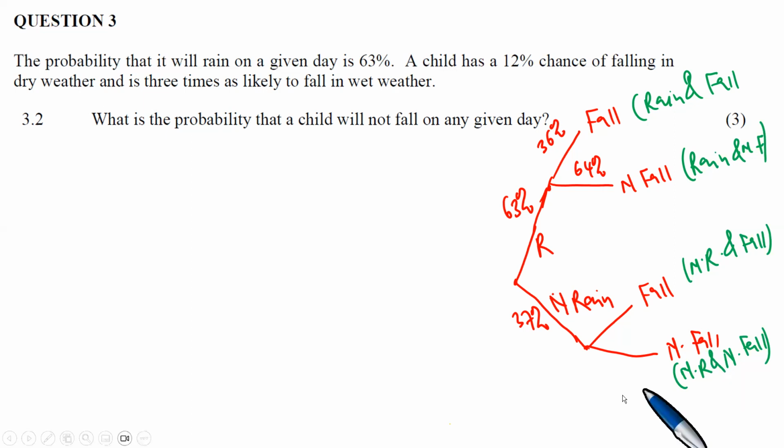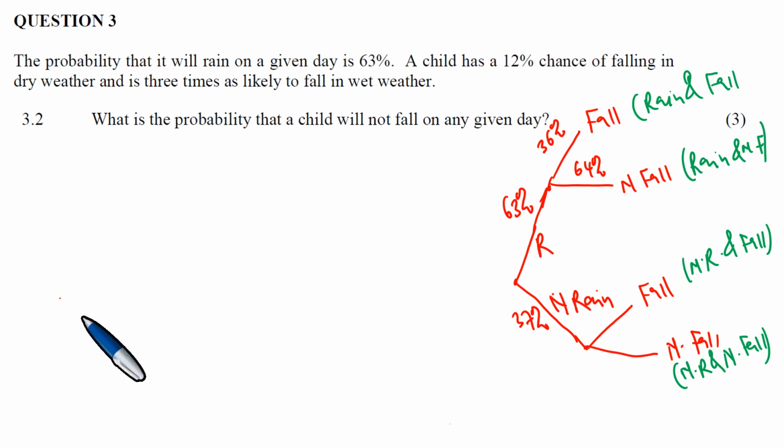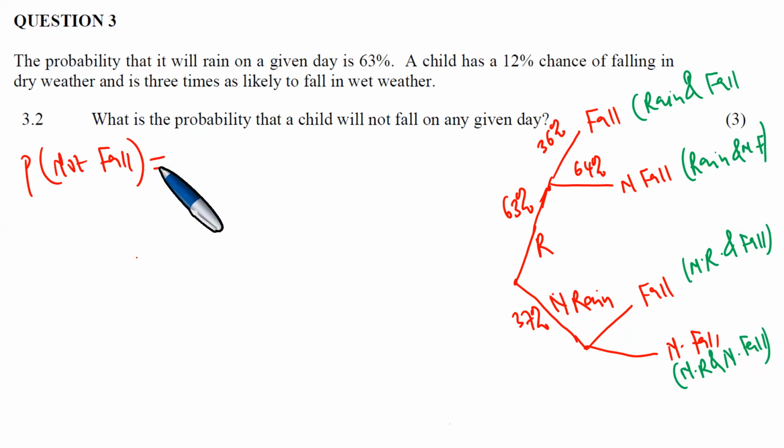So we have this. What is the probability that a child will not fall on any given day? 3.2. So let's calculate that one. The probability that the child does not fall. Okay, so now let's look at this one here. Remember, what is the probability that the child will not fall on any given day?